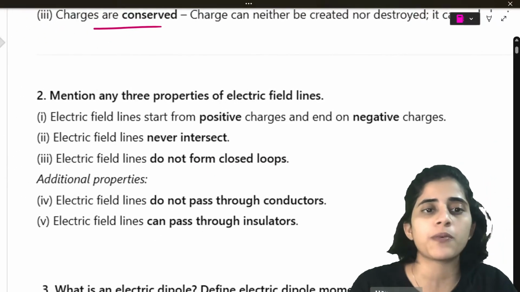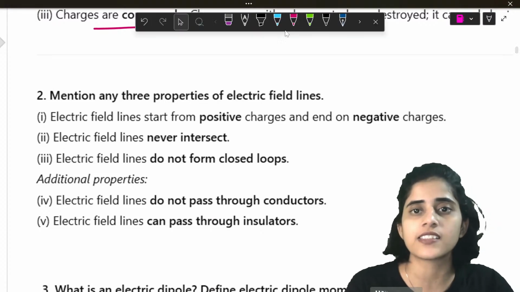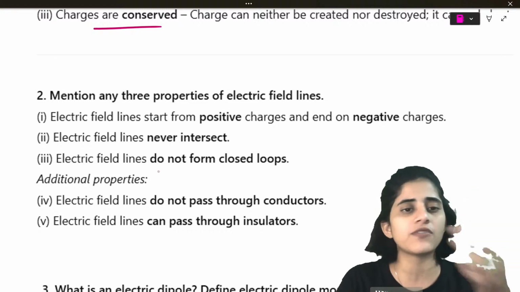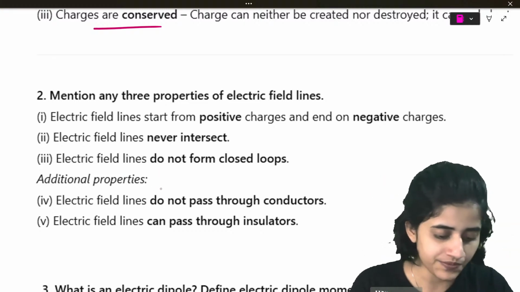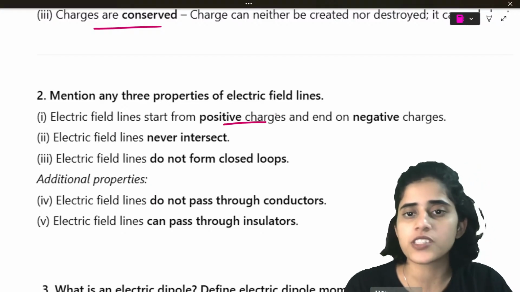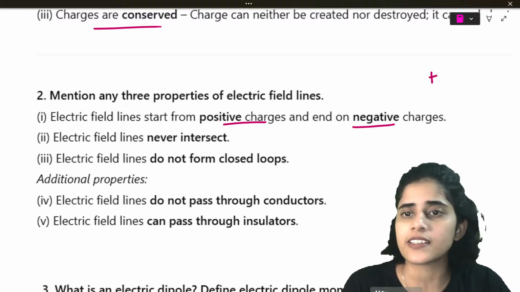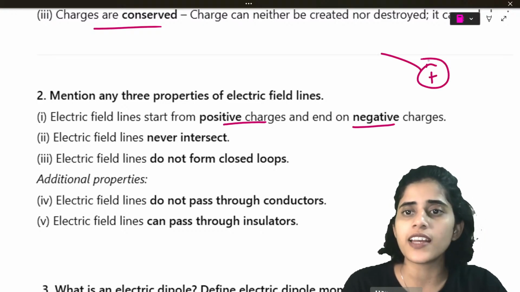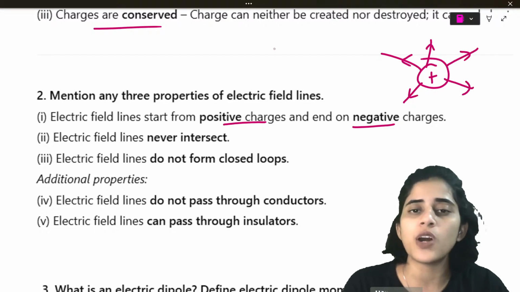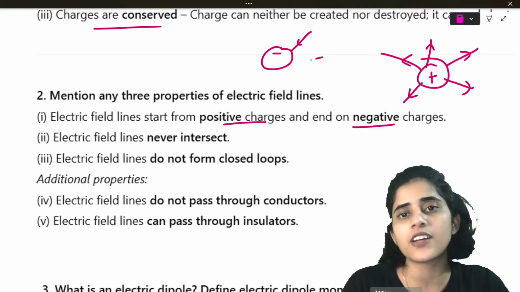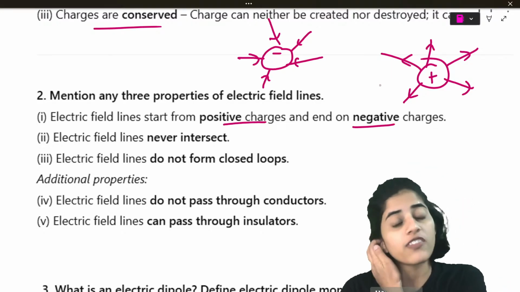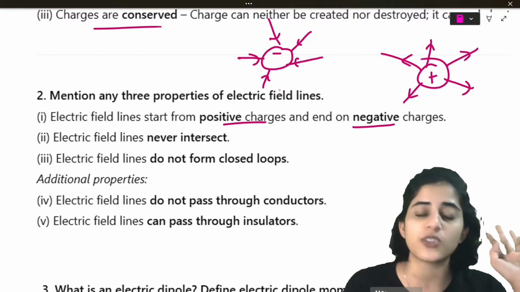Mention any 3 properties of electrical field lines. What are the 3 properties? There are so many properties. I've put 5. You can write any 3. Electric field line starts from positive and ends on negative. You've seen that. If you have a positive charge, field lines are always moving out of the positive. Now, if you have a negative charge, field lines are always moving in to the negative. So field lines always start from the positive, they move into the negative.